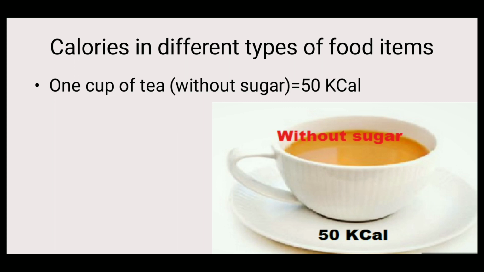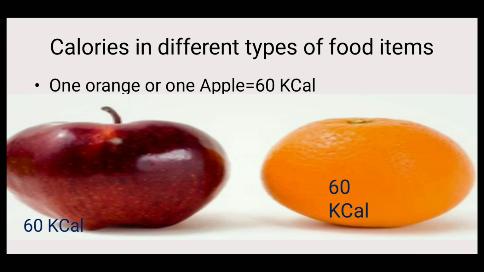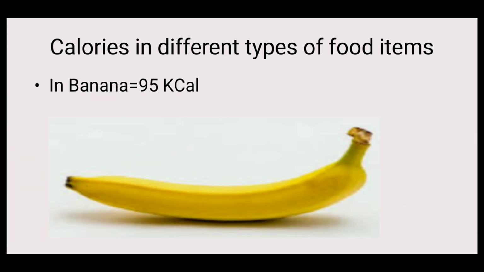Like 1 cup of tea without sugar contains 50 kilocalories, but it should be without sugar. And when we talk about fruits, if the patient says that she likes to eat fruits, then 1 apple contains 60 kilocalories, and 1 orange contains 60 kilocalories. But if she says that she likes banana, that contains about 100 kilocalories, meaning 95 kilocalories.